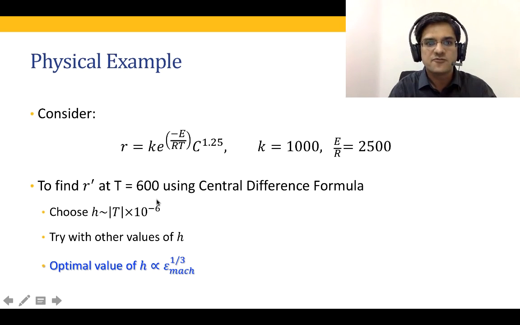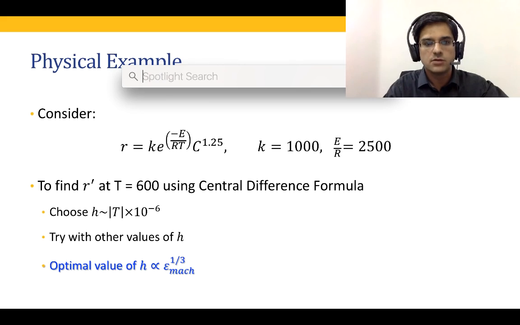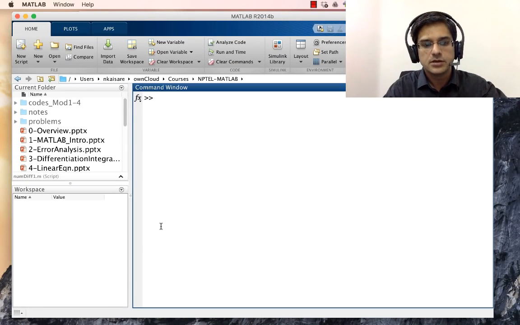Where does this come from? This comes from the fact that the optimal value of h is proportional to the machine precision to the power 1 by 3. The temperature is not of order 1 but is of order 100, so we need to proportionately increase h as well. This is the practical tip that we are going to use, and we will see how this problem works out by going to MATLAB. So let's head on over to MATLAB.